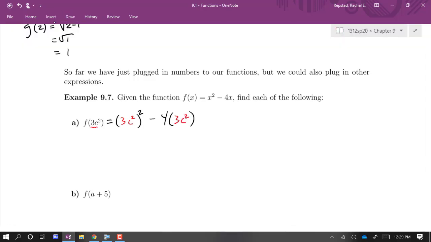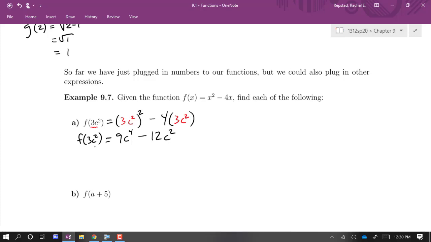I'm going to do some algebra using our rules of exponents. So we've got, let's see, 3 squared is 9, c squared squared, I multiply the exponents, that's c to the 4th. And then 4 times 3c squared is 12c squared. And that is the result. There's really nothing else to do. We're obviously not going to get a numerical answer out of this because we don't know what value c takes on.